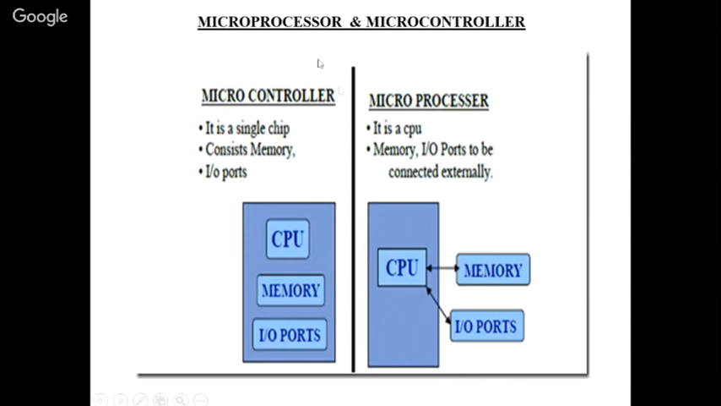This is the brief difference between a microcontroller and a microprocessor. A microcontroller is a single chip consisting of memory and input output ports, as you can see in the block diagram. A microprocessor is a CPU, and the memory and input output ports have to be connected externally.